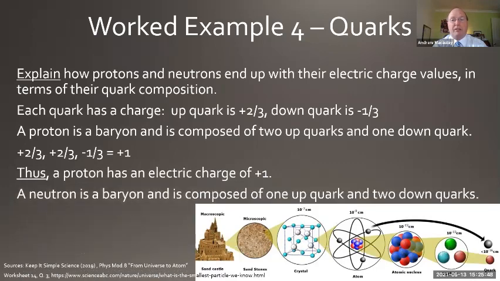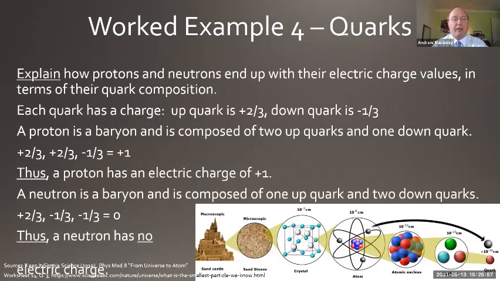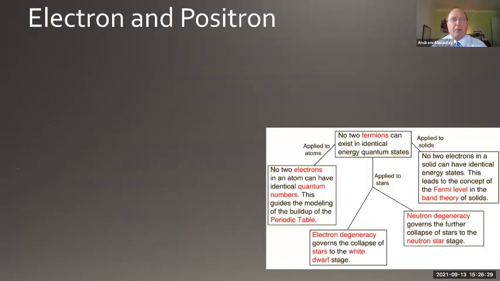A neutron is a baryon and is composed of 1 up quark and 2 down quarks. 2/3 minus 1/3 minus 1/3 is 0. Thus, a neutron has no electric charge. And the little graphic at the bottom right, you can see from macroscopic a sandcastle to microscopic with the sand grains, and then the crystal and the crystalline structure going down to the atom, the atomic nucleus, the nucleon, and then the quark. Remember that quarks and electrons are fundamental particles.